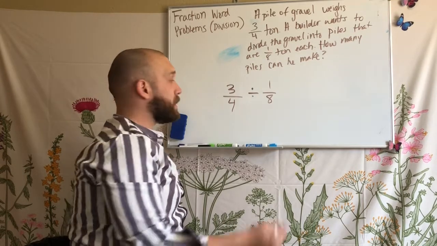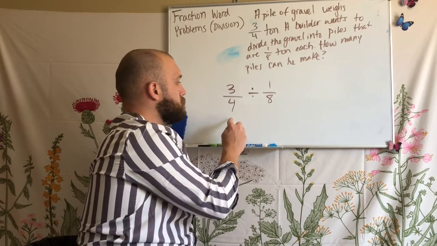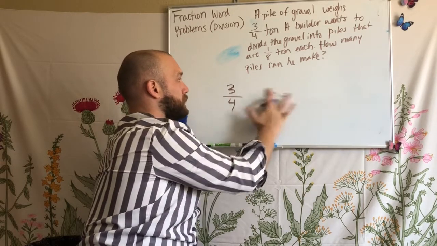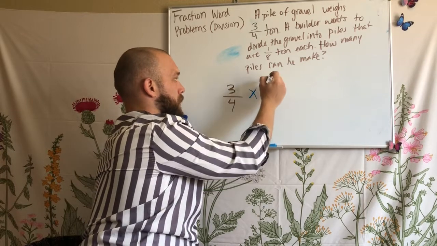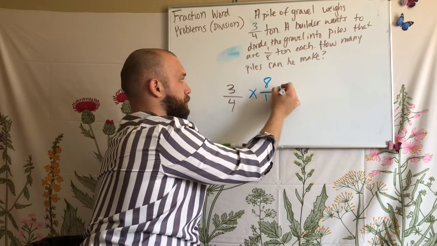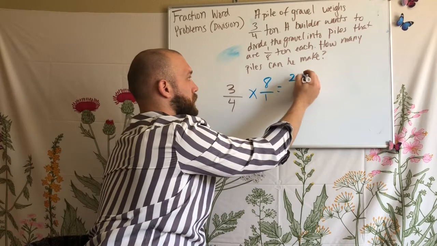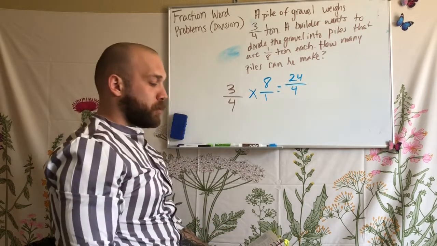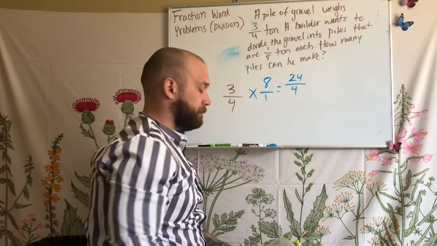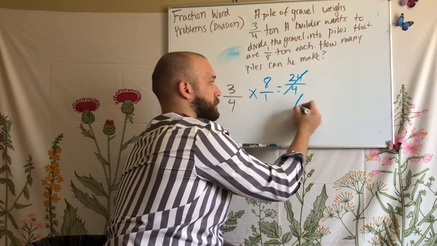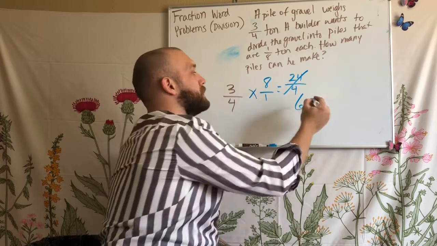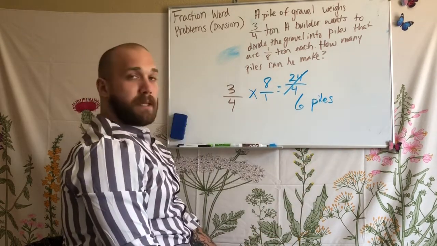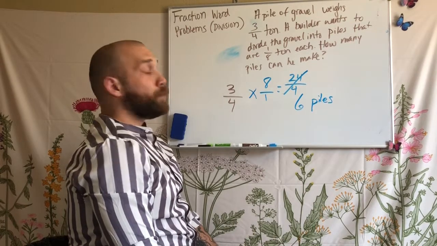All right, let's check your answer. So, we know that this can be rewritten as the reciprocal. So, times it by 8/1. So I have 24/4. And what is 24 divided by 4? 6. 6 what? 6 piles. Just like so, that is how we solved it, using 2 fractions this time.